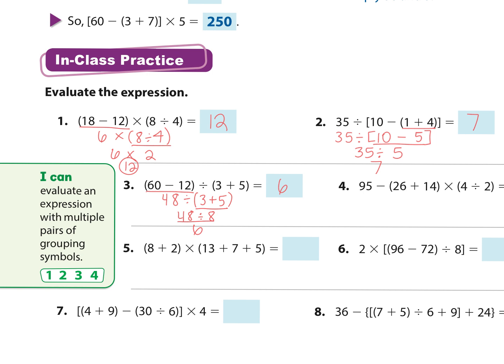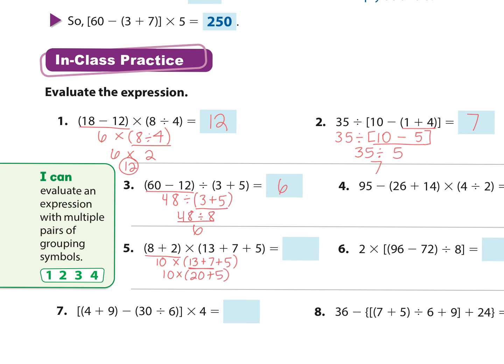Number 5, I'm going to work left to right. So 8 plus 2 is 10 times, I'm rewriting everything I haven't done yet. Okay, inside the next group of parentheses, I have 13 plus 7 plus 5. I would want to do left to right. So 13 plus 7 first. So I'm going to bring everything down. And that's going to be 20 plus 5.